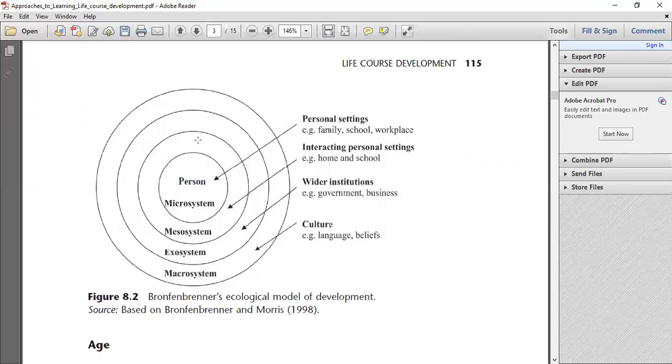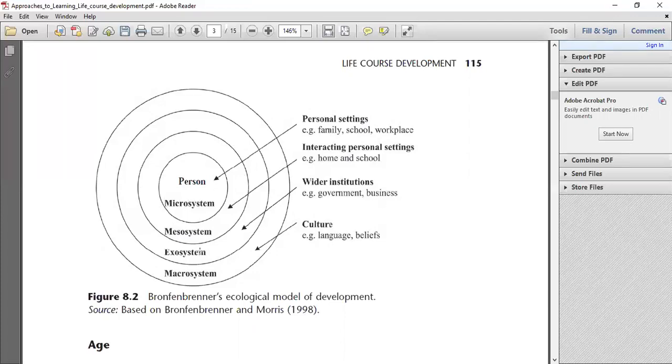As you see, this is a bigger circle, so it depends on your school. You were in primary school, then secondary school, then college, then university, and you might go abroad for study. So this circle is bigger than your personal system, which is your family, your brothers and sisters and cousins and uncles and aunts and all those. So that is the mesosystem.